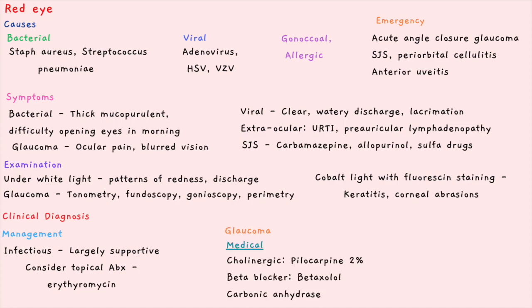Glaucoma definitely needs medical management, so it's not supportive. In an emergency, you're going to give cholinergics, the pilocarpine 2%, beta blockers, betaxolol, and carbonic anhydrase inhibitors. And these all help reduce the intraocular pressure by either increasing outflow or decreasing inflow. Surgical can also be a laser peripheral iridectomy, and that also affects the intraocular pressure and outflow through the aqueous humor.